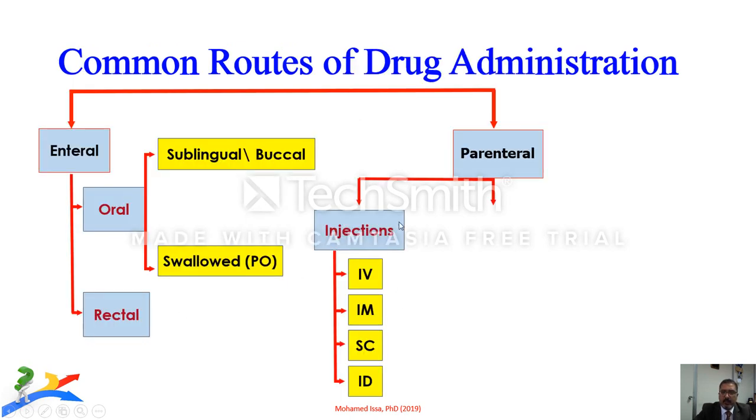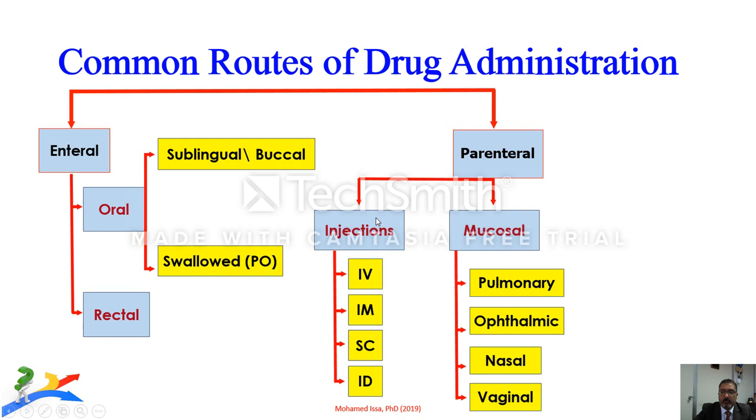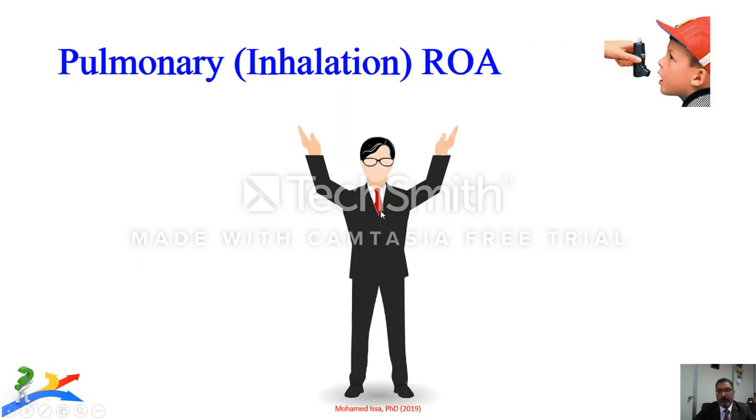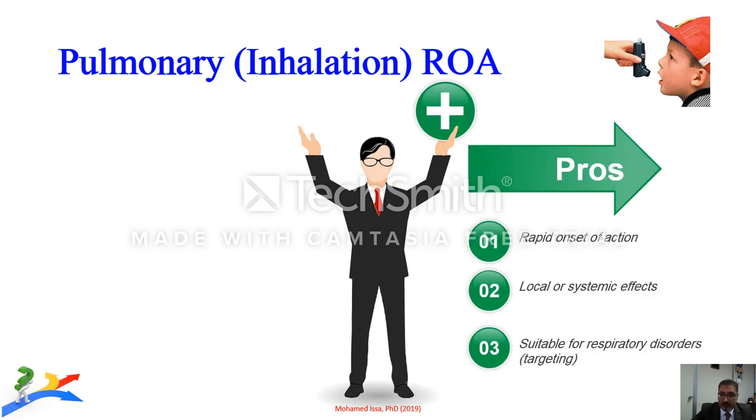So now we are done with injections or injectable routes of drug administration. Then we move to mucosal routes of drug administration. And one of the most important mucosal routes of drug administration is the pulmonary route. Pulmonary, we are targeting the lungs, the bronchi, for example.